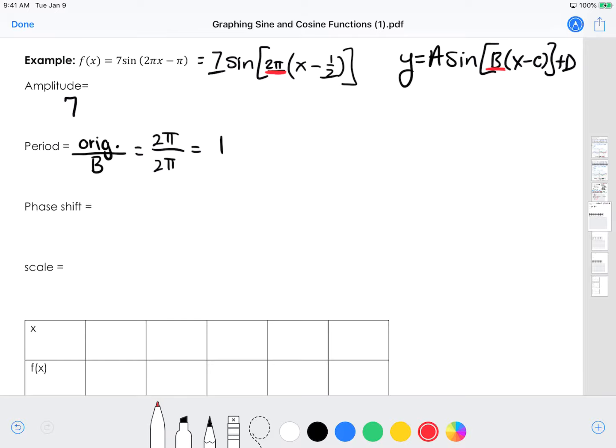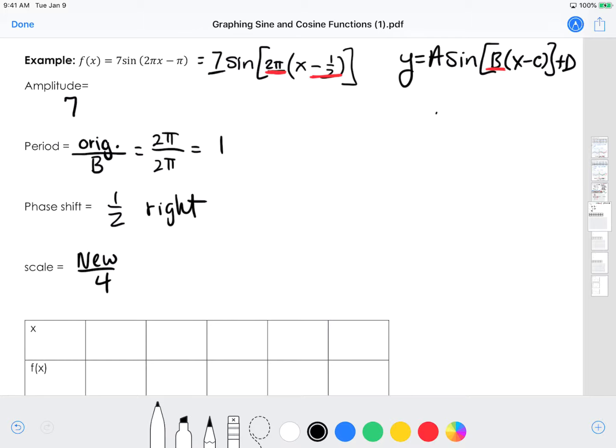My phase shift is basically my horizontal shift. That's this right here. Because it's a minus 1/2, that's telling me I'm going to shift it 1/2 to the right. And my scale is going to be whatever the new period is for my translated function divided by 4, because I want to chunk it up into those 4 pieces.